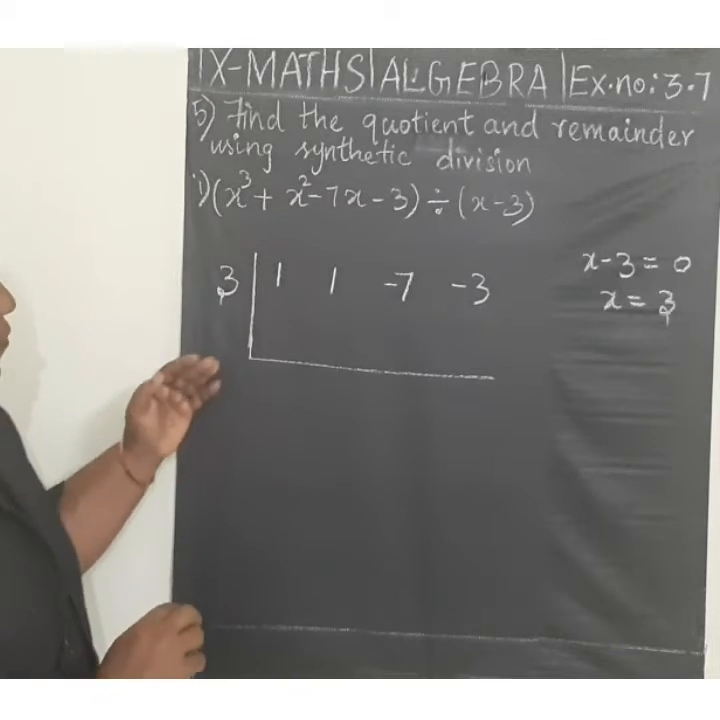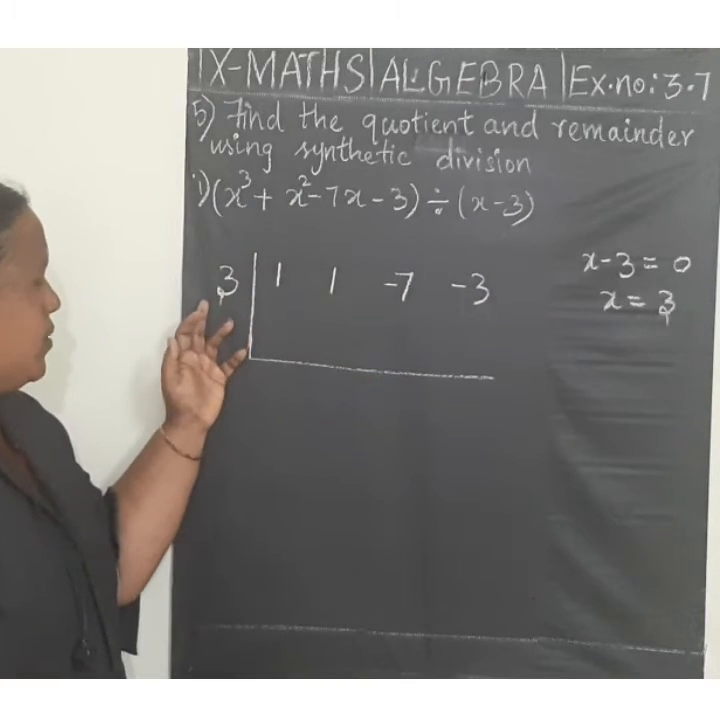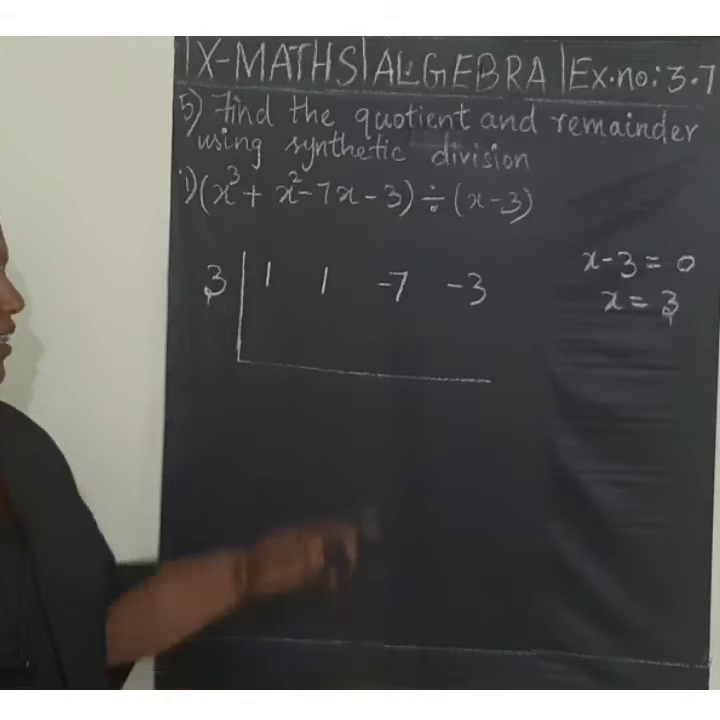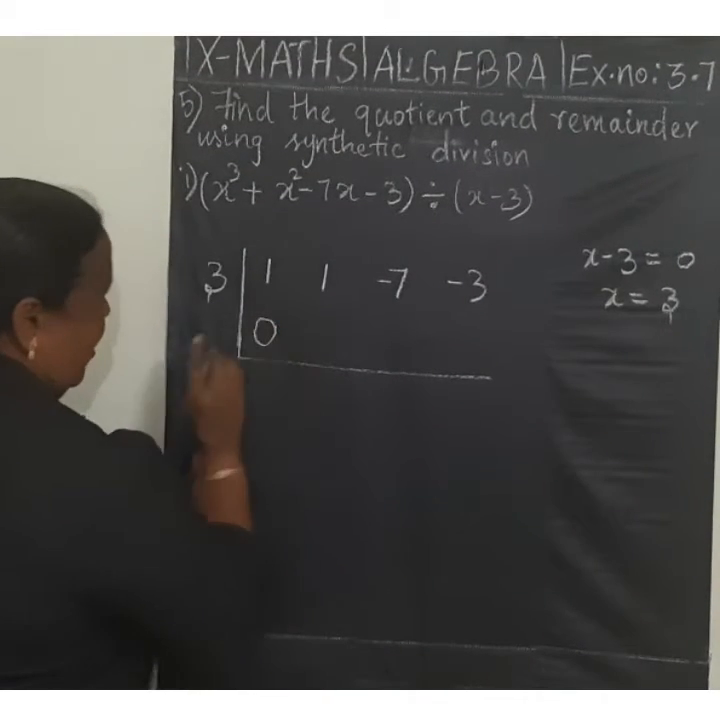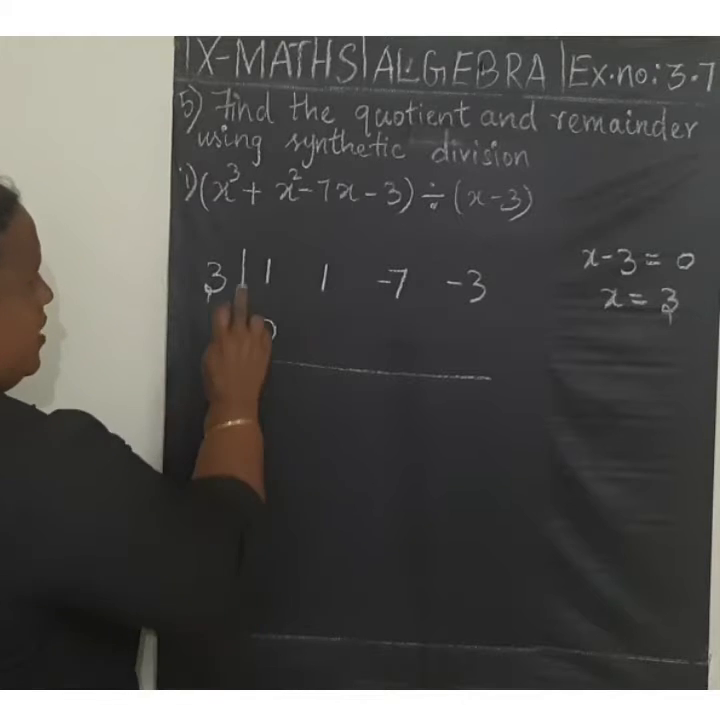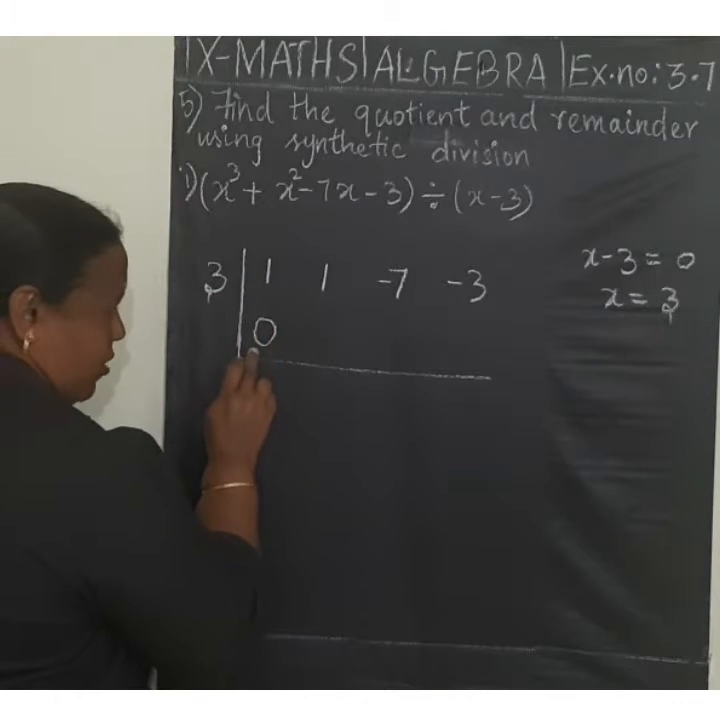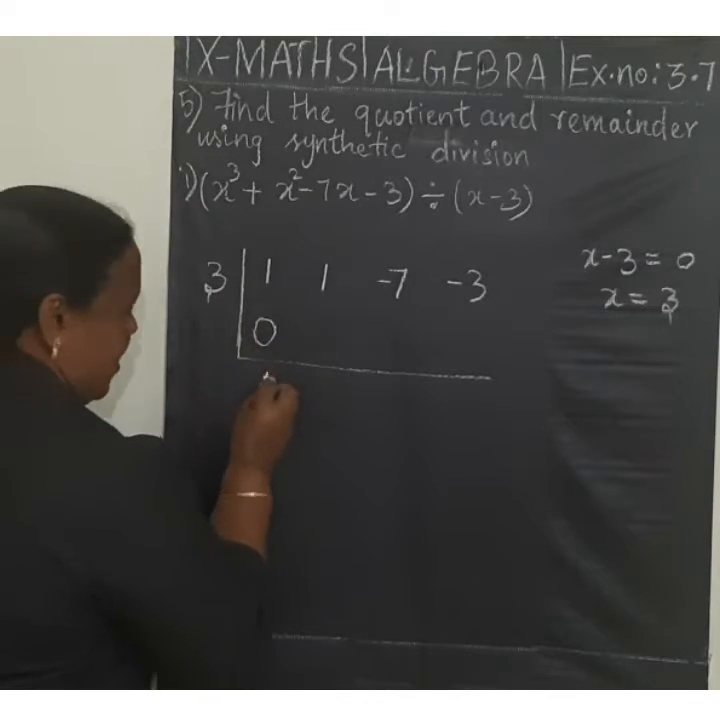So next, after writing the divisor here, the x value, the first step is in this first column we have to put 0. Then after that, the first column numbers we have to add. 1 plus 0 is 1.